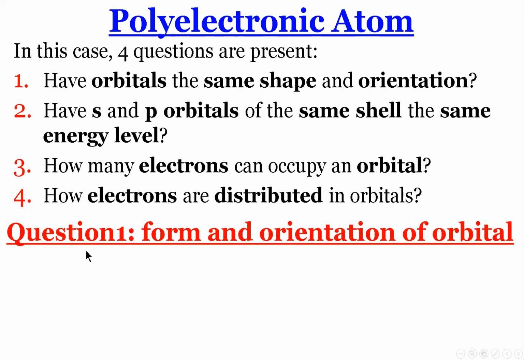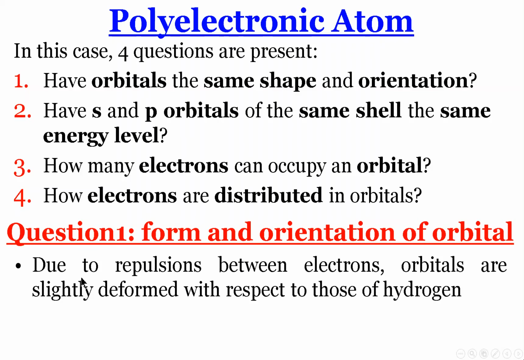So we pass to question 1. What is the form and the orientation of orbitals? In the case of the polyelectronic system, and due to the repulsions between electrons, the orbitals are slightly deformed with respect to those of the monoelectronic system such as hydrogen. So if the orbital s in hydrogen is a pure sphere, the orbital s in the case of sodium is a deformed sphere. But by convention, we will suppose that the orbitals in the case of the polyelectronic system and the monoelectronic system have the same shape.